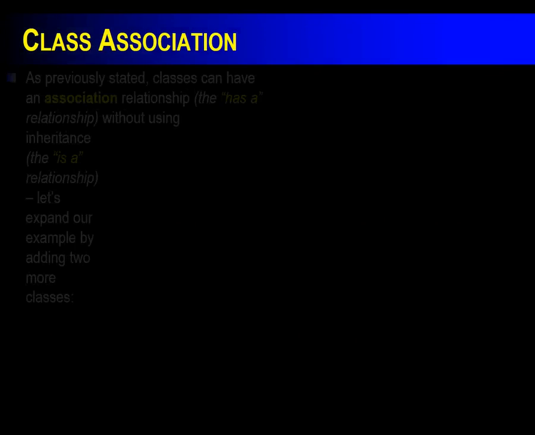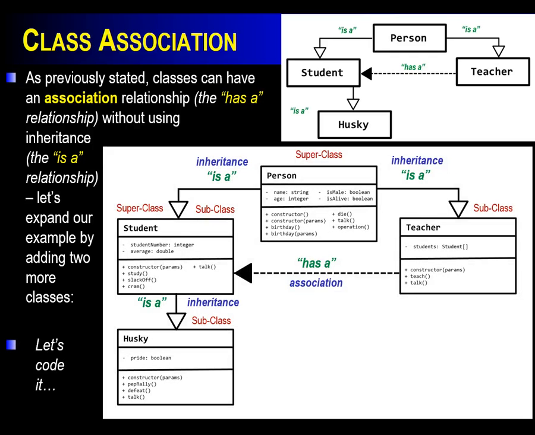Now, the other way classes can communicate with each other is through what's called association. This is a simpler relationship. This is called the has-a relationship, as opposed to the is-a relationship that we were just dealing with. So a student is a person, yes. But we're going to build something a little more complex than this.